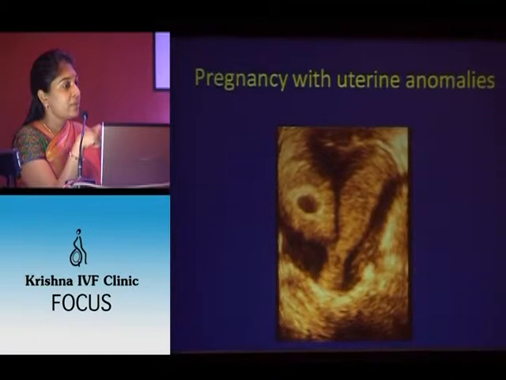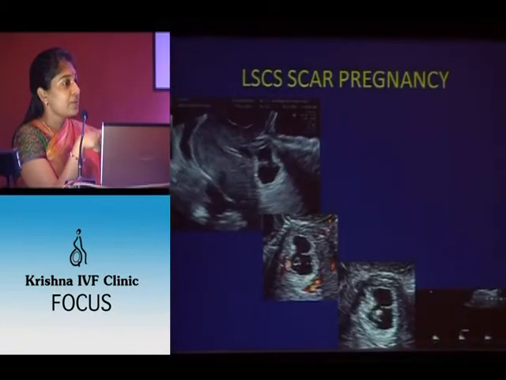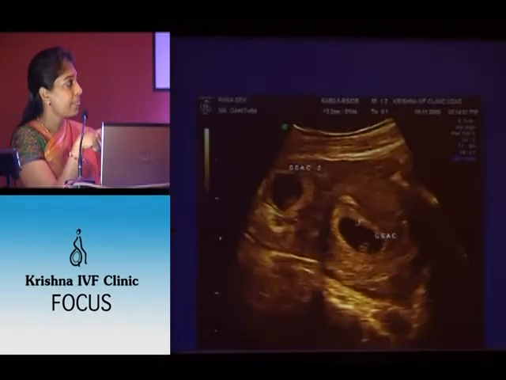Sometimes uterine anomalies which were not diagnosed before can be diagnosed because of the good decidualized endometrium. It itself shows us the uterine anomalies. And cervical pregnancy: most of us when we do the scan just put the probe inside and try to search in the cavity, but it can be in the cervical canal. And because of the increased incidence of post-cesarean pregnancies, we are even seeing cesarean scar pregnancies.